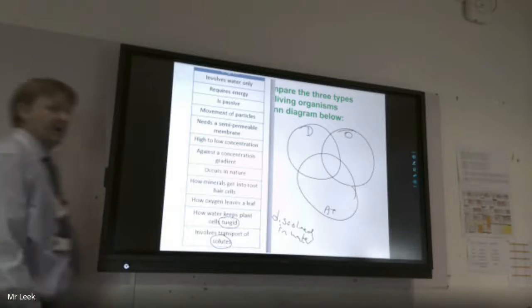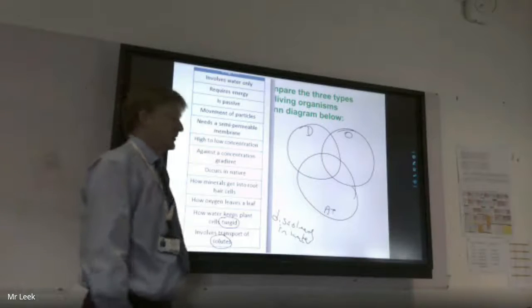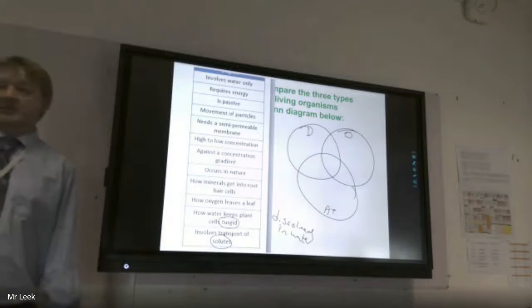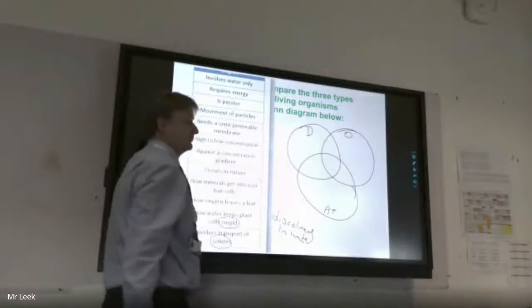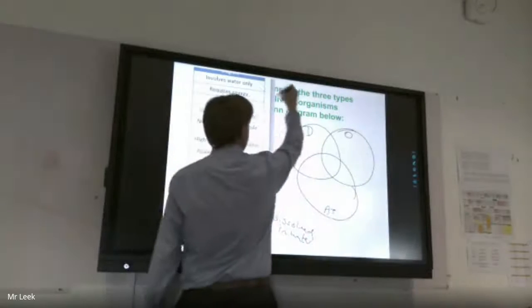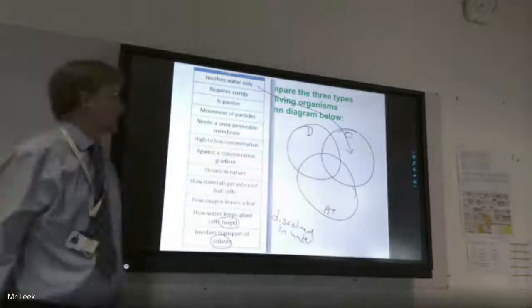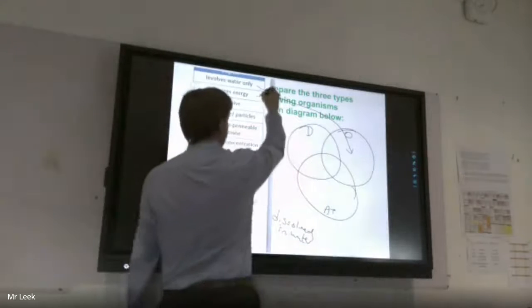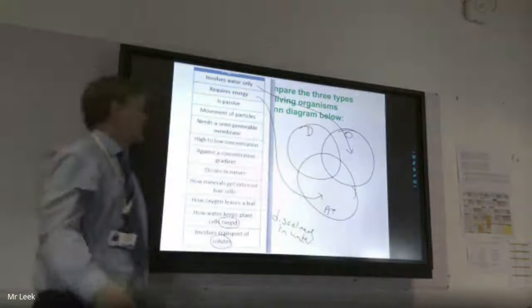Okay, right. I'm going to go through them. For those people at home, I'm going to insert a line from each individual one into a section of the Venn diagram. Involves water only: osmosis. So that should be in there. Osmosis is just water. Requires energy: active transport, so that one goes in there. It's the only one that requires energy.